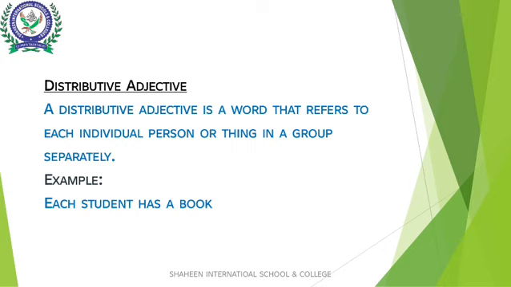Second type of adjective is distributive adjective. A distributive adjective is a word that refers to each individual, person, or thing in a group separately. This type of adjective is basically pointing out a single person, thing, or a feeling from a group individually. For example, each student has a book. In this sentence, each is a distributive adjective which is pointing out everyone in a class separately.